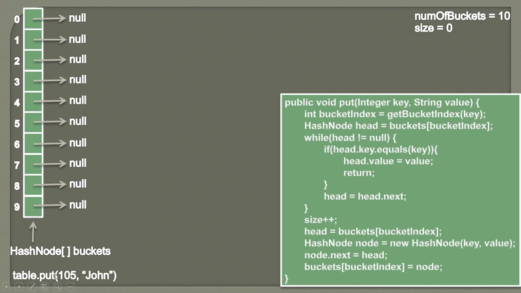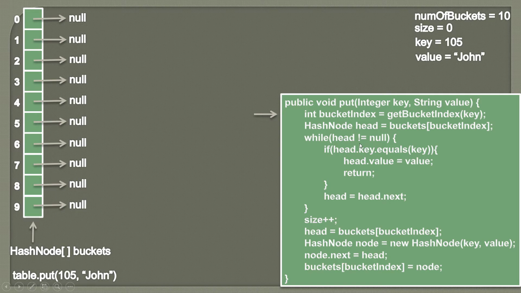So let's say we want to put a key and a value as 105 and John. So we call the put method. We take key as 105 and value as John. So in our previous video we discussed the idea of how we can insert this key value pair. There are many use cases which we will be seeing later.